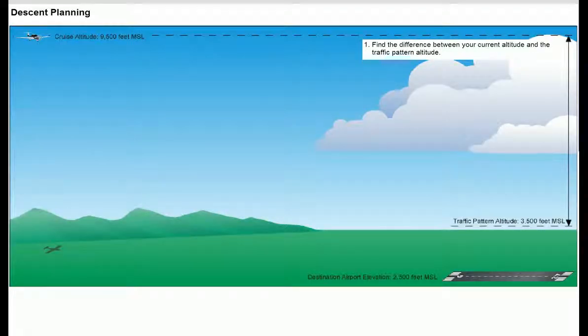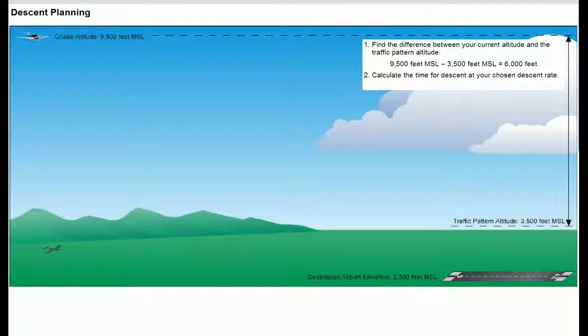As you approach an airport, you need to plan your descent from cruise to pattern altitude. Suppose you're flying at a cruise altitude of 9,500 feet MSL and your destination airport elevation is 2,500 feet MSL. To plan your descent to the traffic pattern altitude of 3,500 feet MSL, find the difference between your current altitude and traffic pattern altitude, in this case, 6,000 feet.